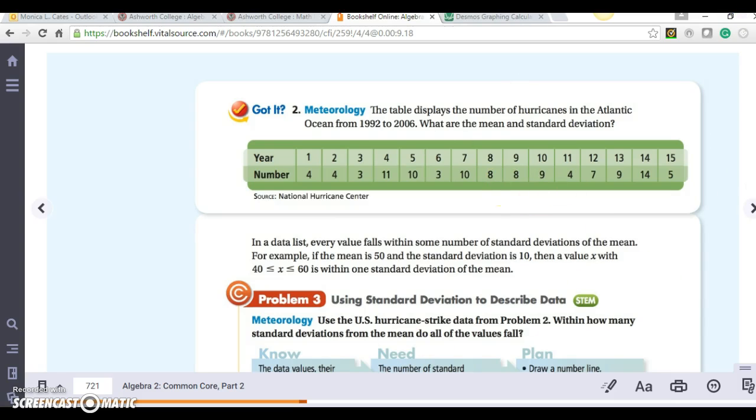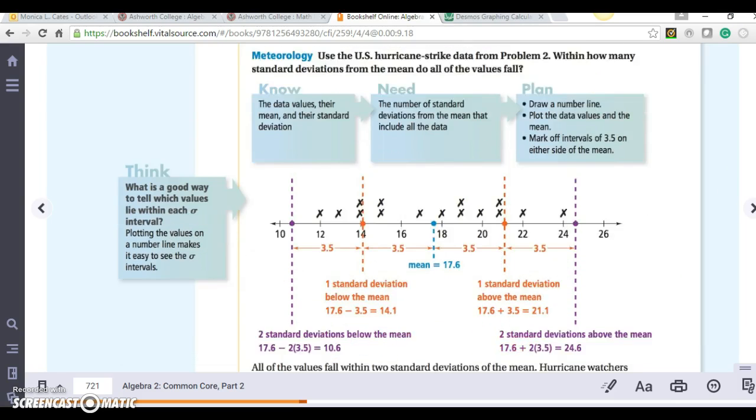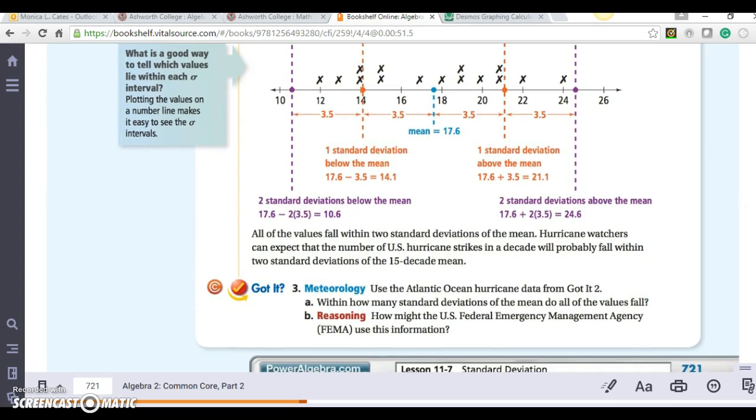Okay, so now let's answer the last part. It says, how might the U.S. Federal Emergency Management Agency use this information? Well, we know that the hurricane count for the next couple of years is probably going to fall within 3 standard deviations of the mean that we've been given so far. So I hope that this helps.